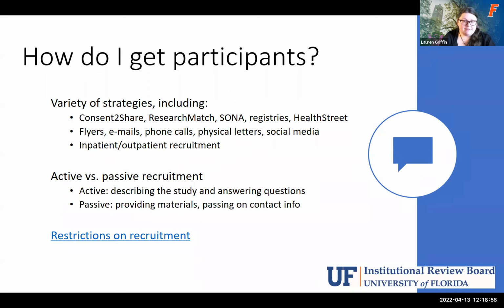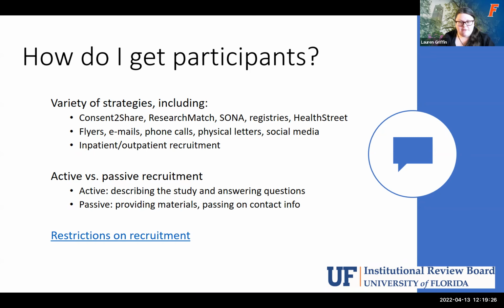When we talk about passive recruitment, we're essentially talking about somebody who is only passing on contact info, maybe handing out a flyer, and that's it. So they're not giving details about the study. They're certainly not going to be consenting anybody. And really, they're just acting as a conduit for that information. And it's important to make these distinctions because there are restrictions on who can do specific recruitment types of activities.